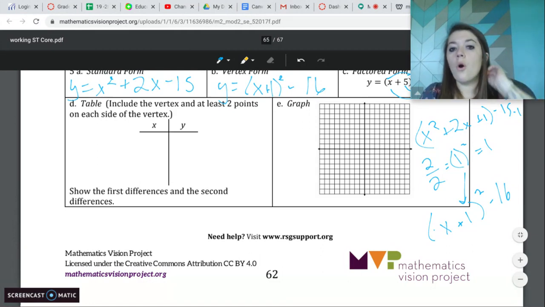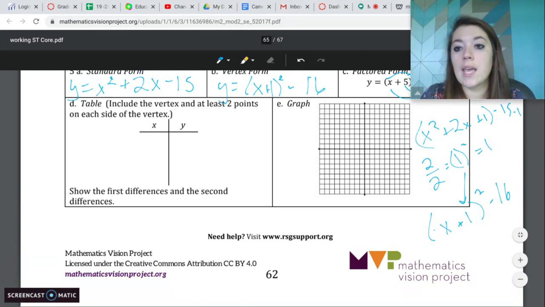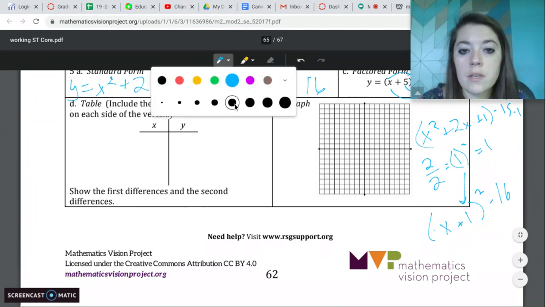So now we know what the vertex is, and we know what the x-intercepts are. So we can graph this. So we are at negative 1 and negative 16, which is in 1, 2, 3, 4, 5, 6, 7, 8, 9. So we're going to double this. So this will be my negative 16. And let me make that a little bigger so you can see it.